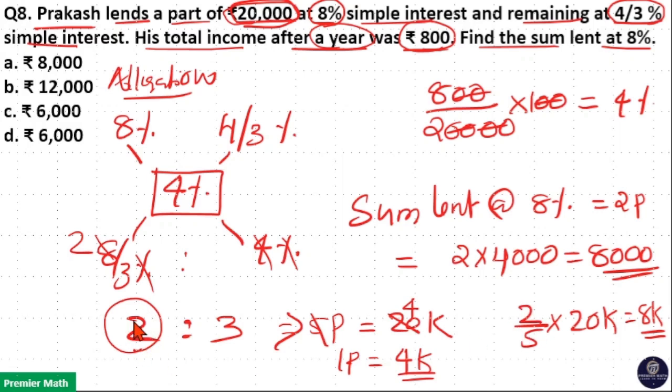2 parts is the money lent at 8%. Total parts is 2 plus 3, 5 parts, which is 20,000 rupees. So converted into 20,000 rupees, it is 8,000. So, option A is your answer.